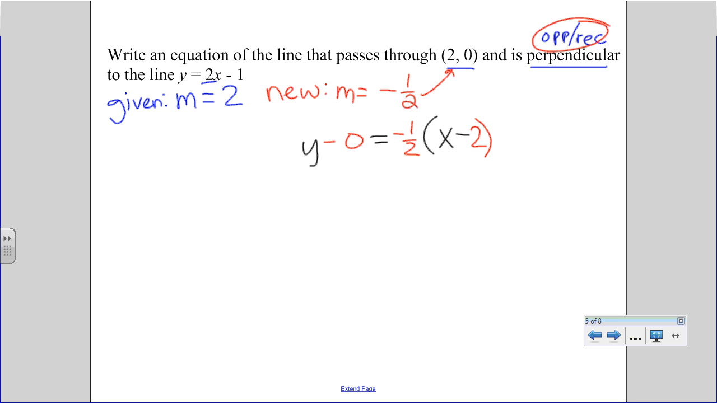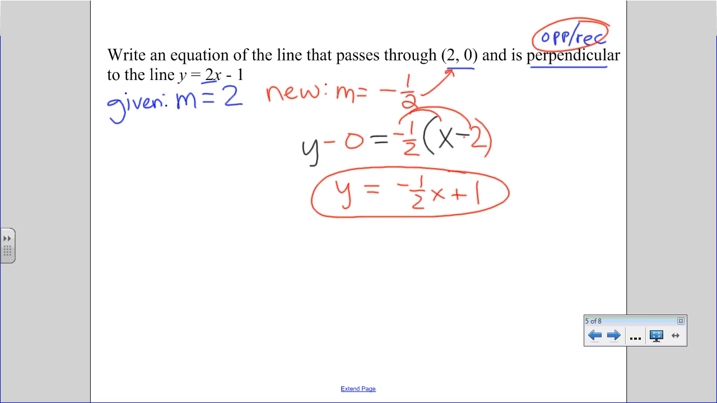So for these parallel and perpendicular ones, you're going to have to determine your slope and then use the point that's given to you. Distribute negative 1/2 times x is a negative 1/2 x. Negative times a negative is a positive, and 1/2 of 2 is 1. Y minus 0, that 0 doesn't affect anything, so that term is gone, so we're just left with y equals negative 1/2 x plus 1.